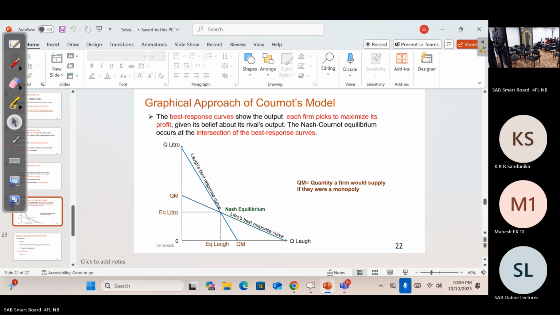Then short-run equilibrium. In perfect competition, what type of profit do they make in the short run? Normal profit, abnormal profit, or economic losses.